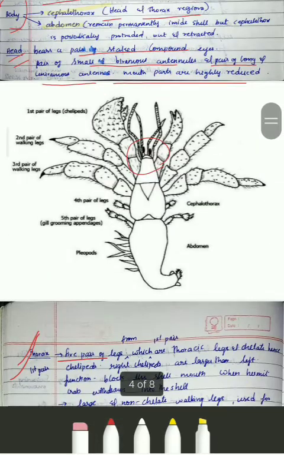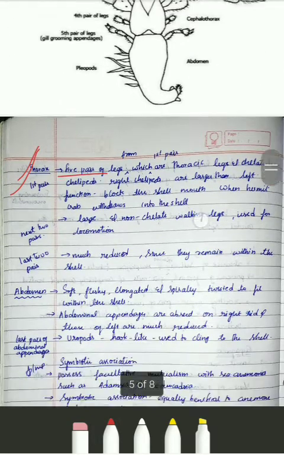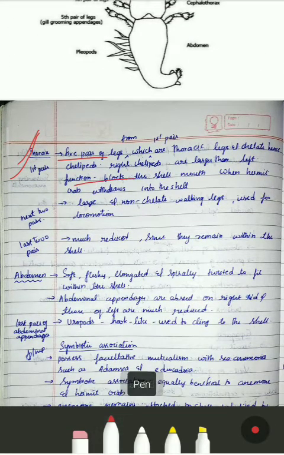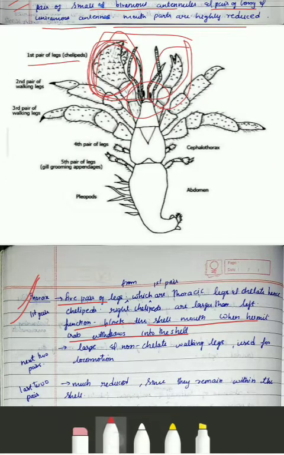When you see this diagram, the first pair of legs are chelate. The first pair are chelipedes. Now, the right side appendage is quite larger than the left one, and it has its own function. The right appendage is large since it covers the shell mouth when the hermit crab withdraws inside the shell. It is basically used for covering when it enters into this shell. So the right leg is larger for that reason.